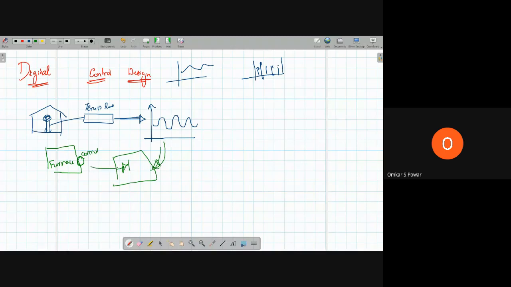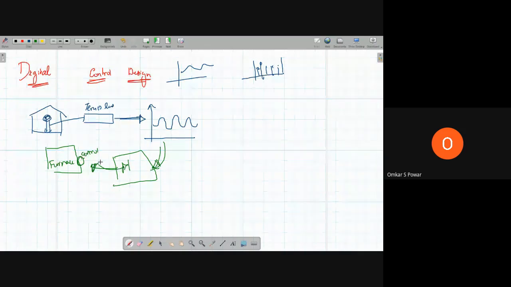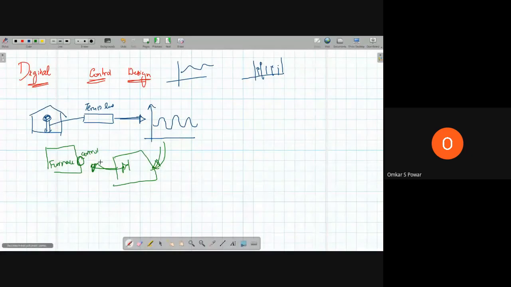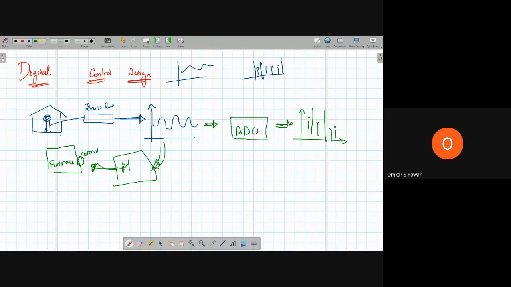But now we are smart people, we have smart technology, smartphones, everything. So we have to digitalize the signal and write an algorithm for it so that it is easy to control. So we will convert this analog signal into a digital signal with the help of an ADC. What is this ADC? It is nothing but an analog to digital converter. You have your analog signal, and it will be converted to a digital signal.